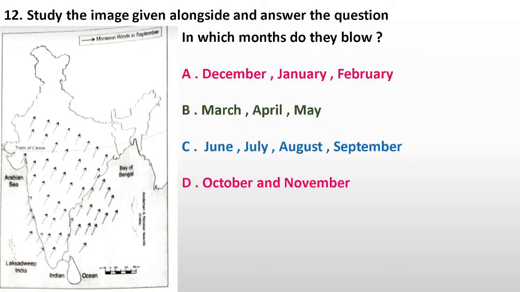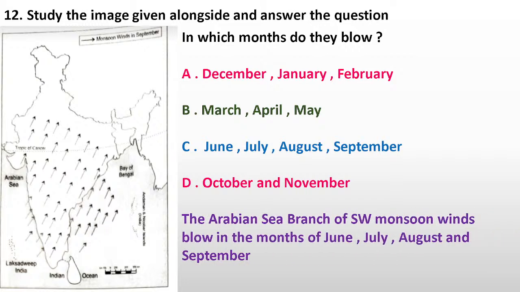And the correct answer for this question is C. So Jatinder Singh, Arushi Shah, Dhruv Girish, Mayank Raj. Correct answer June, July, August, September. See, the Arabian Sea branch of southwest monsoon winds blow in the months of June, July, August, and September.